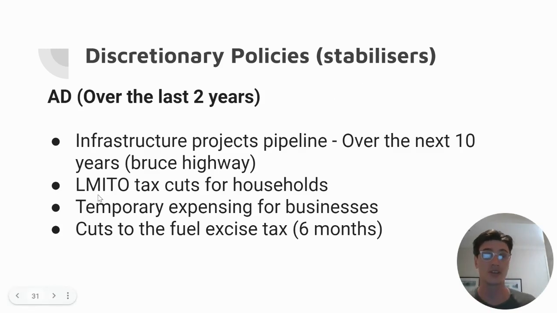The LMITO, which is a tax cut for middle and low income households, gives them some tax back at the end of the year and increases their disposable income. The temporary expensing for businesses is an incentive for them to invest in new capital equipment, and then there are cuts to the fuel excise tax. Now that I read that there, I don't really like that as an aggregate demand policy, but it would increase discretionary income, at least for the 6 months. Remember, a lot of the budgetary policies have AD and AS impacts. So it's on you to think, well, what's this question asking me to do?